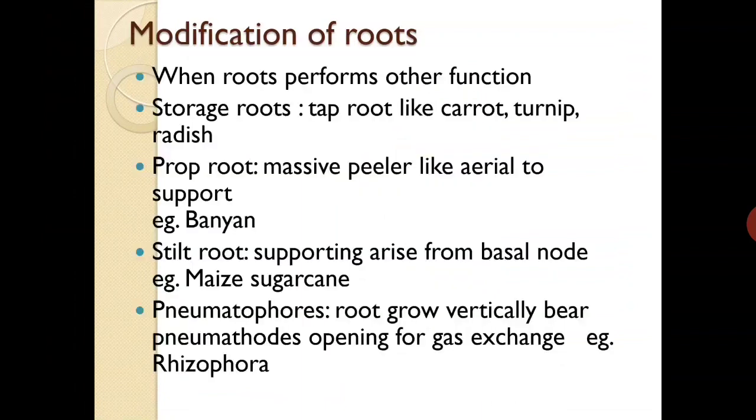Sometimes the roots do other functions than their normal functions, meaning anchoring and absorption. When roots perform other functions, it is known as the modification of the roots. Sometimes they store food. When food is stored, taproots like carrot, turnip, radish are known as the storage root system. Prop root system is a massive pillar-like structure giving aerial support. You can see it in the banyan tree.